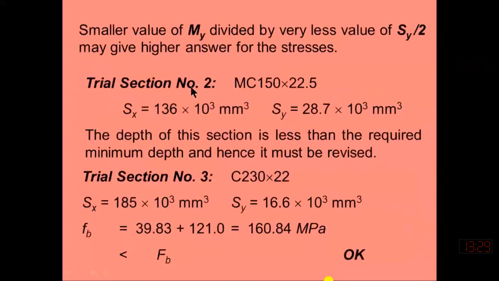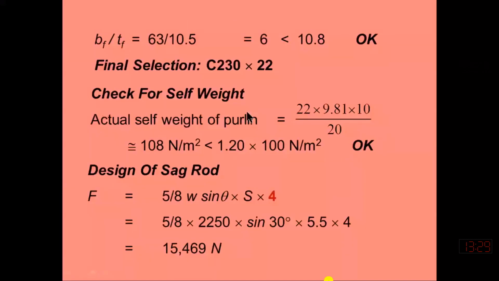When we check the bending stresses, they come to 160.84, which is less than 165. So this section is okay. We just need to apply the other checks. Local buckling: bf over tf for the channel is 63 divided by 10.5, which is 6, less than 10.8. So no chance of local buckling. So the final section will be this one, and we need to check the self weight also.